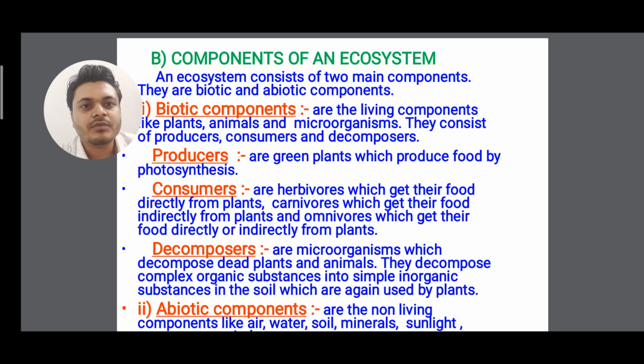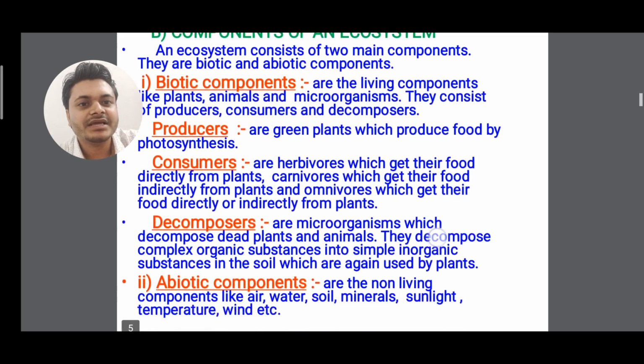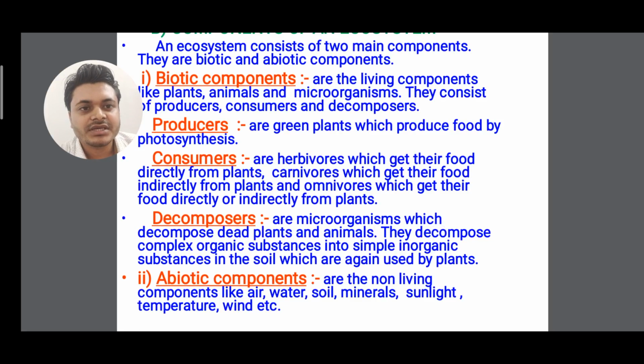Next we come to the decomposers. Decomposers are organisms which decompose dead plants and animals. They decompose complex organic substances into simple organic substances in the soil, which are again used by plants. So decomposers mainly work by decomposing substances. Next, what are abiotic components? Abiotic components are non-living components, like air, water, soil, minerals, sunlight, temperature and wind.